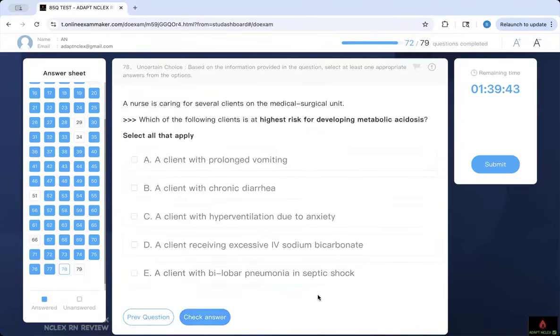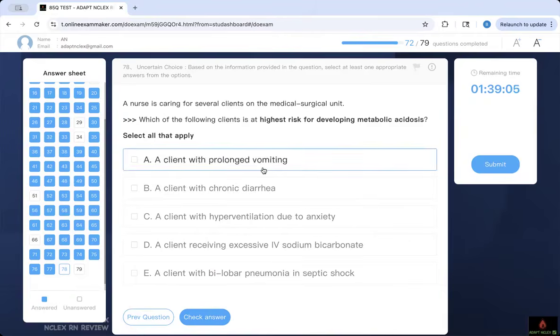Two more questions. A nurse is caring for several clients in the med-surg unit. Which of these patients is at higher risk of metabolic acidosis? These are pharmacology questions and some risk reduction. So we switch gear to risk reduction. The last few questions were risk reduction questions. A nurse is caring for the client. Which one causes metabolic acidosis?